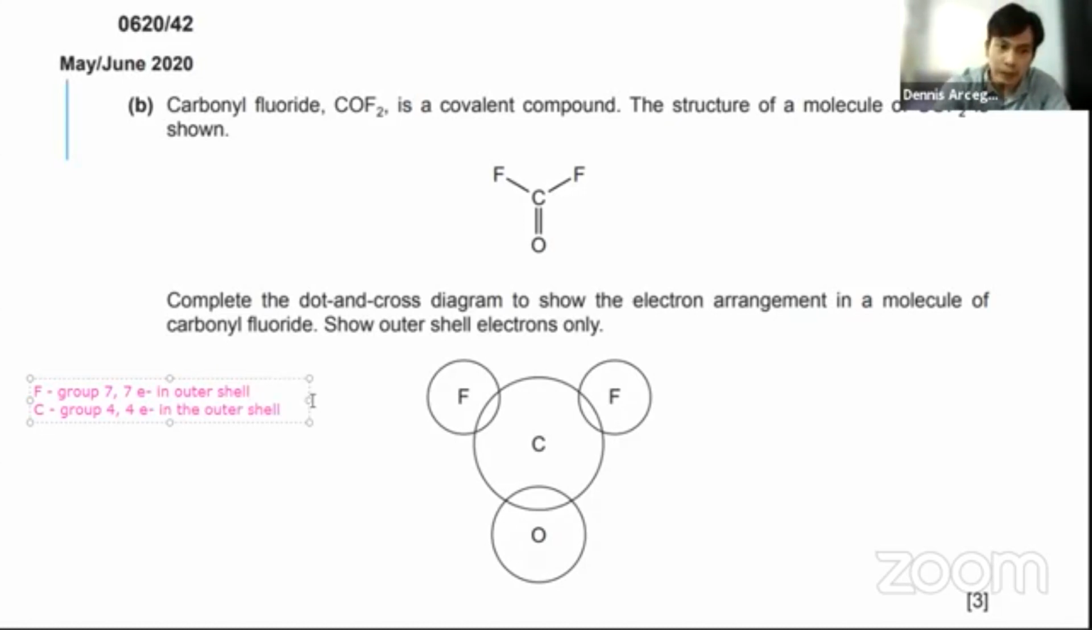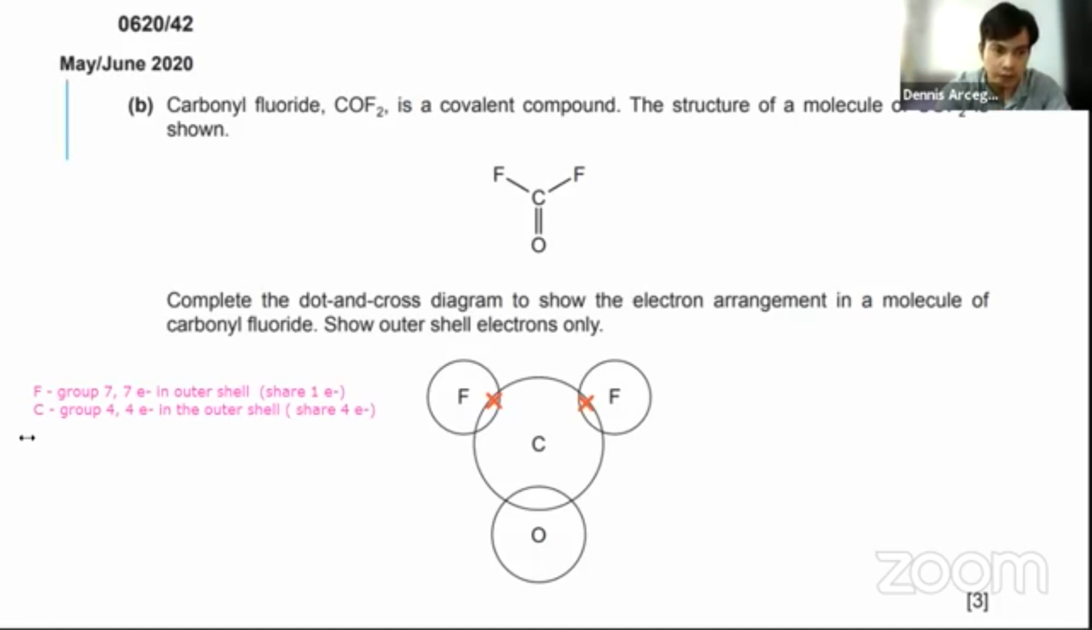For elements with 7 electrons in the outer shell, they only need to share one electron. Carbon, in group 4, needs to share 4 electrons. So each fluorine has 7 and they're going to share one, and carbon is going to share 4 and it has 4 electrons. So let's do fluorine. Fluorine is going to share 1, so you just have to put 1, like that.